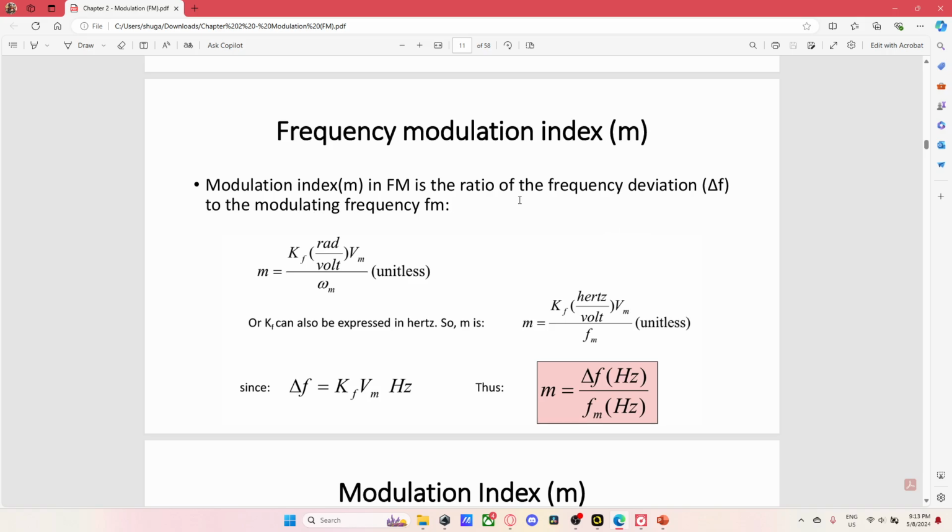FM. As you can see, delta F is equal to Kf multiplied by Vm. Okay, that is how you find delta F if only Kf and Vm is given in the question, and it is divided with omega m. Okay, but it can also be expressed in hertz. So m is Kf multiplied by Vm over Fm in unitless value. Thus, the final equation is delta F over Fm.